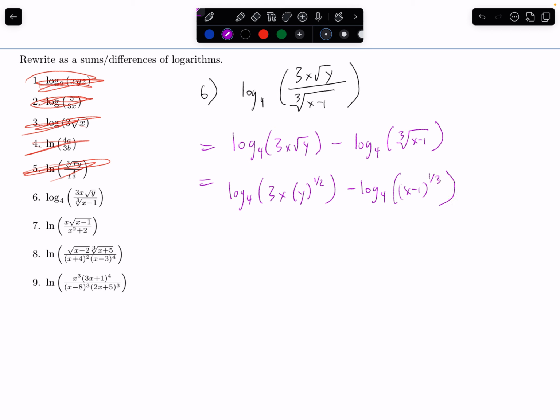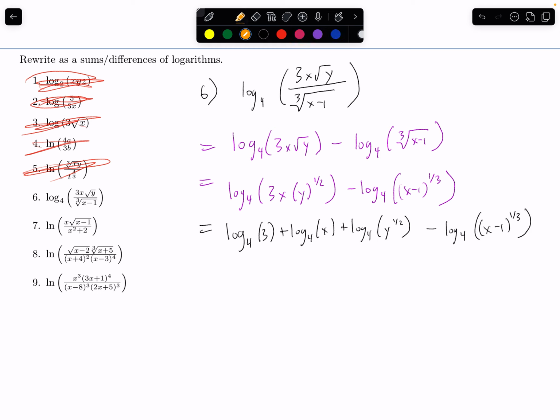To the 1/3. So cube root is just a third power, yeah? Okay. Now let's take care of the multiplication aspect. So I've got log base 4 of 3 plus log base 4 of x plus log base 4 of y to the 1/2 power. And then I got minus log base 4 of... okay, should I pull that power down? Right now I'm only addressing the multiplication. So I'm just going to rewrite this thing.